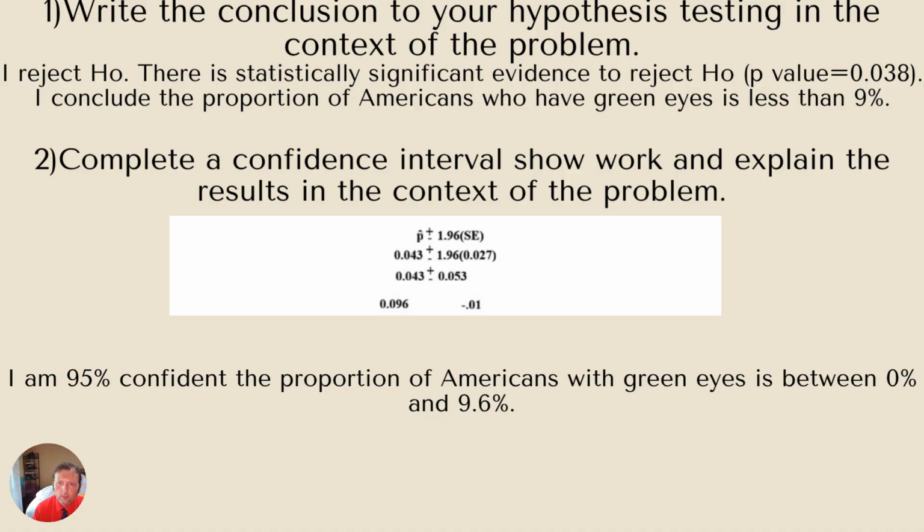My confidence interval ends up being 0.096 and negative 0.001, which is close to 0. So I went ahead and rounded over to 0 and wrote, I am 95% confident the proportion of Americans with green eyes is between 0% and 9.6%. And again, that's because there can't be a negative percentage in this.